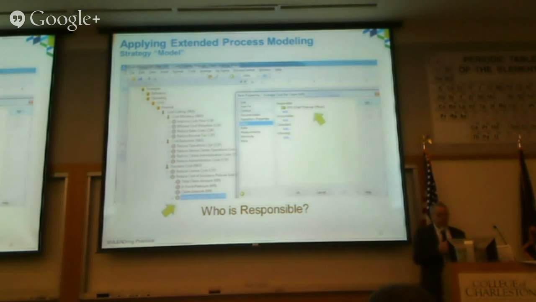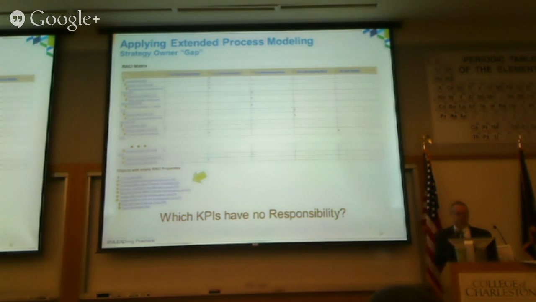One of the important elements of being able to capture this information is to be able to run gap analysis on the information in the model. It's actually in your enterprise structure. So in this case, which KPIs have no responsibility? Obviously, it's difficult to achieve them if no one's actually thinking about them.